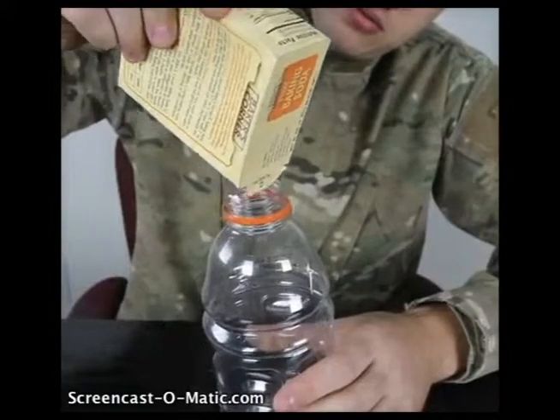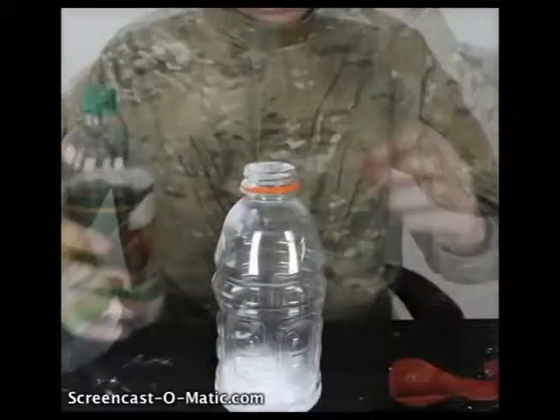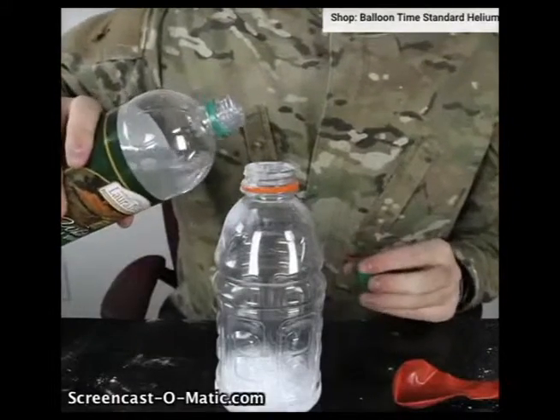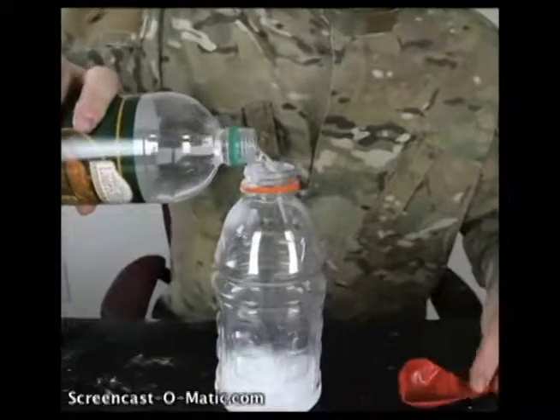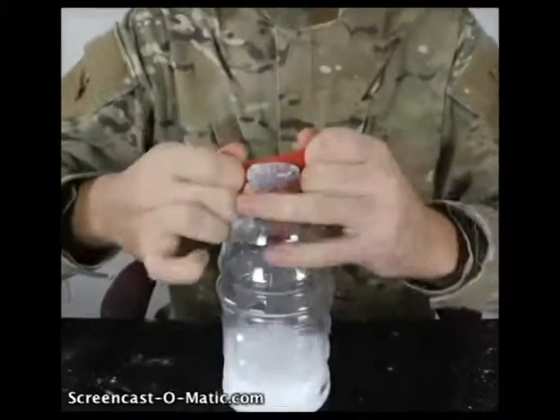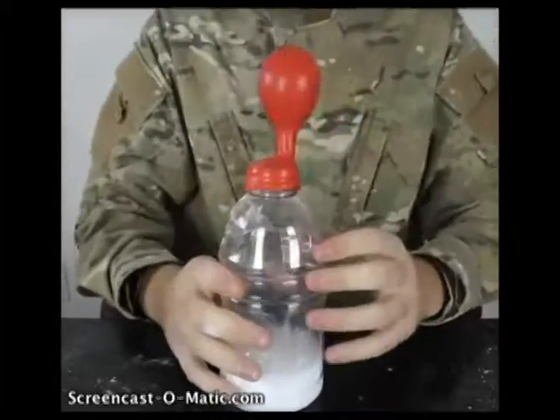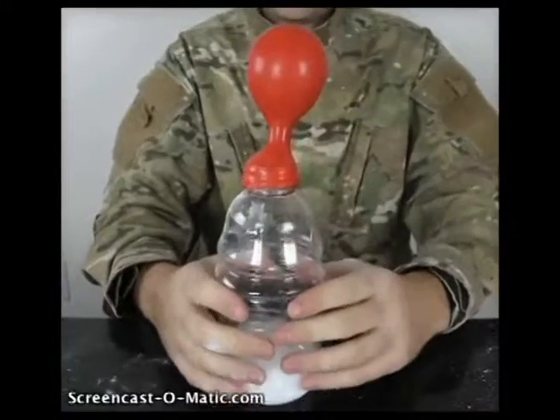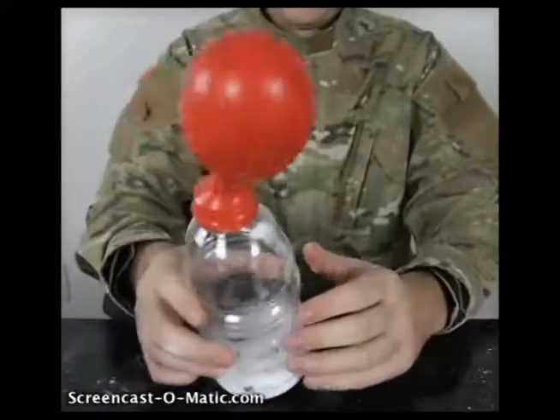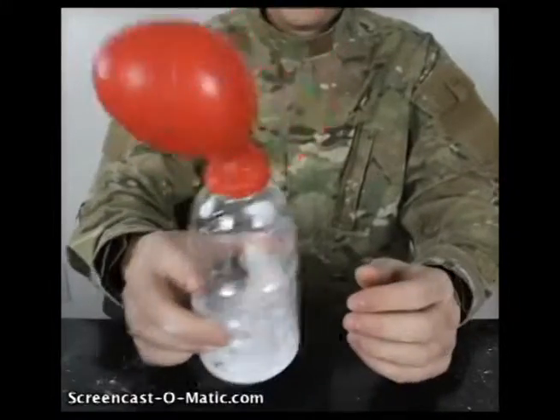Now here you see baking soda is being put into a bottle. We're going to add some vinegar. All of you are probably familiar with this reaction, so it forms a lot of bubbles. We're going to stretch the balloon over the top of that bottle to catch the carbon dioxide gas that you see being formed from the reaction of sodium bicarbonate and acetic acid, or baking soda and vinegar.